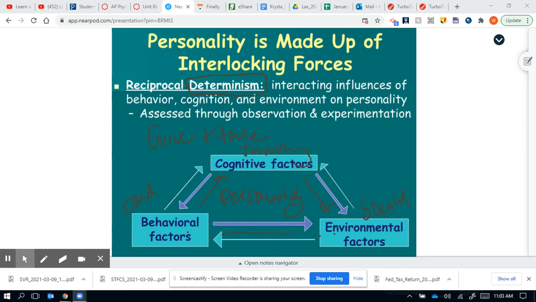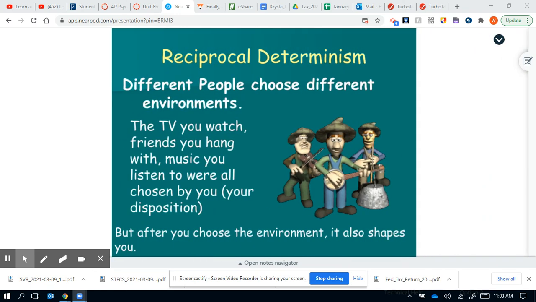So, a couple of the factors that go into this. All right, different people choose different environments. A lot of the environment that we choose is based on our competencies, meaning what we're good at.